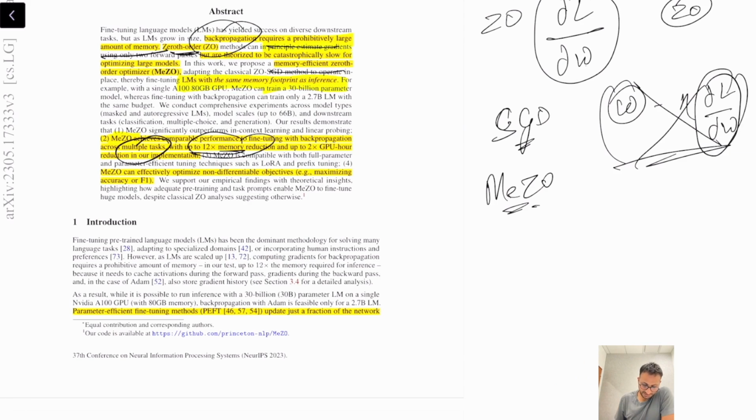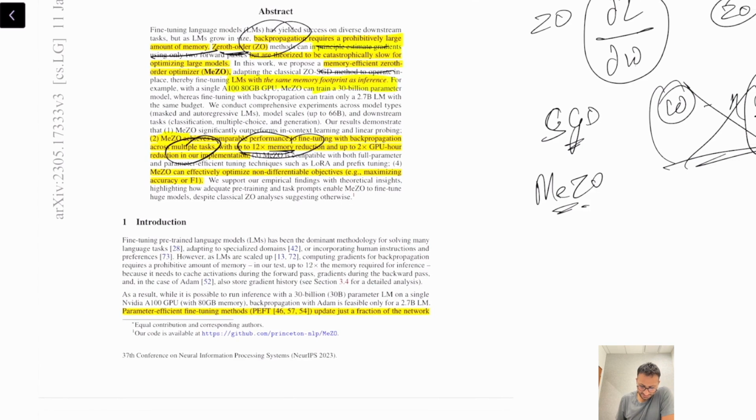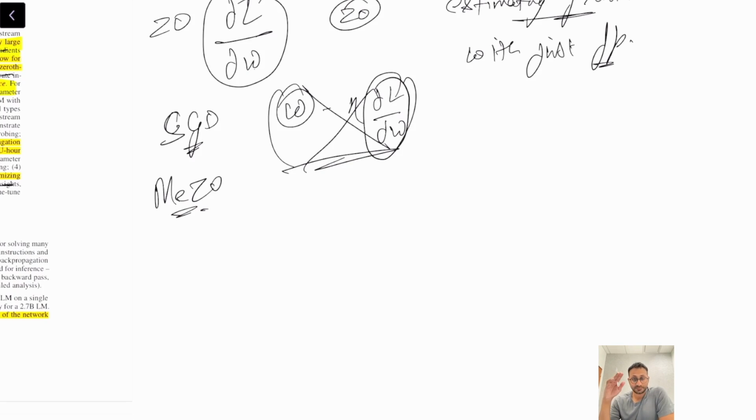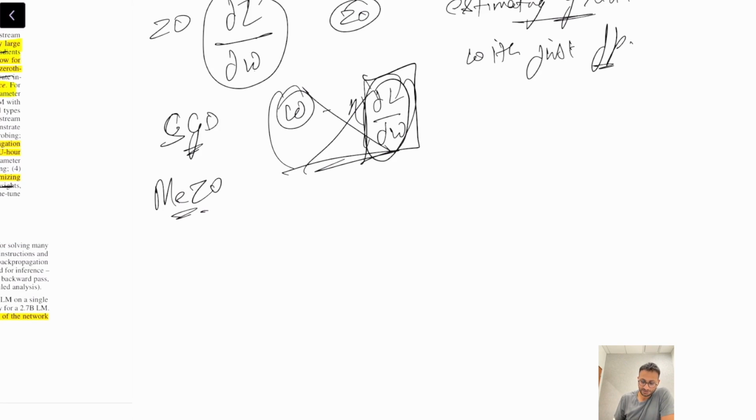And MeZO can effectively optimize non-differentiable objectives, so maximizing accuracy or F1. Now, generally, with training neural networks, we focus on having a differentiable loss function. That's why we use squared error loss, or any loss like cross entropy. All these losses are differentiable, because we need to calculate this value while training.